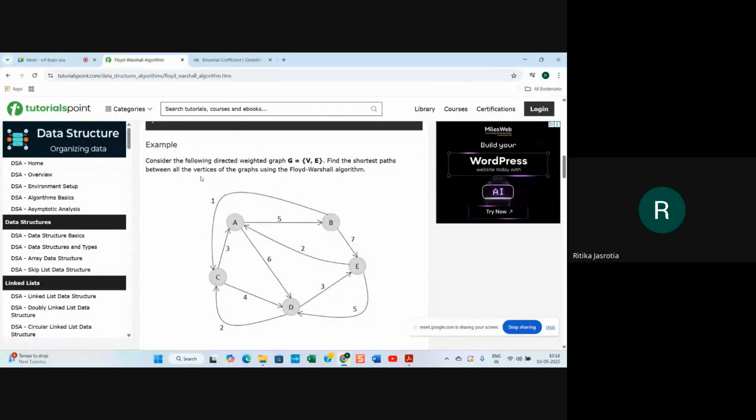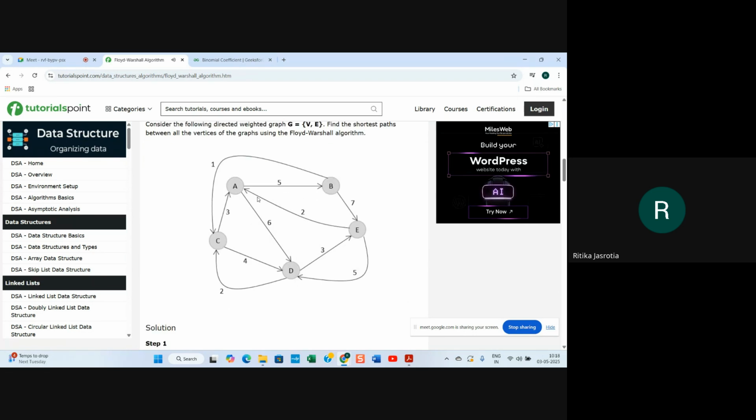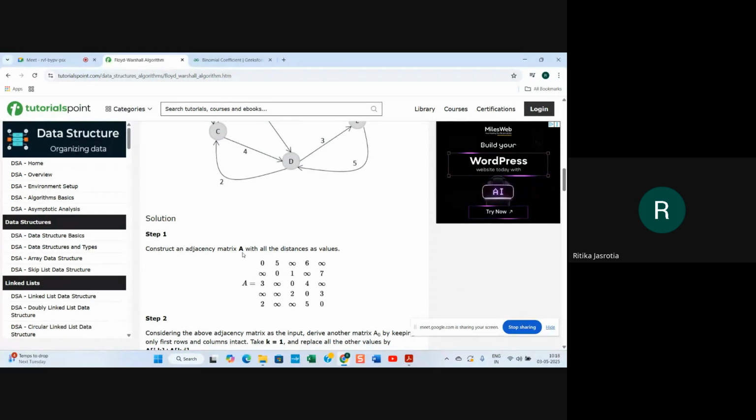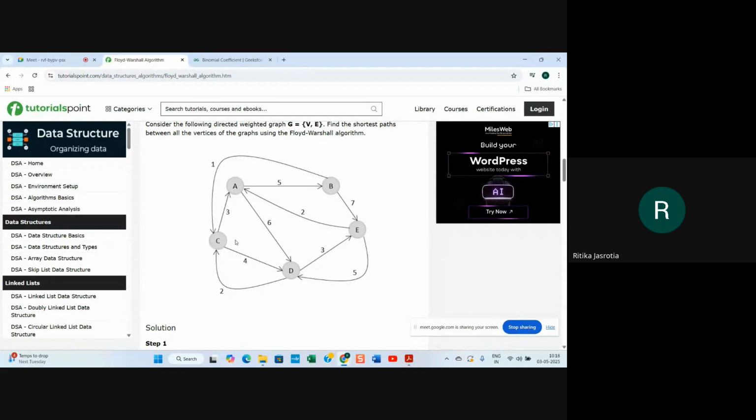Now, for example, consider the following directed weighted graph G(V, E). Find the shortest path between all the vertices of the graph using the Floyd-Warshall algorithm. So you have to find the shortest path from all the vertices, right? These are the weights given here, so construct the adjacency matrix with all the vertices. So you have 1 2 3 4 5.